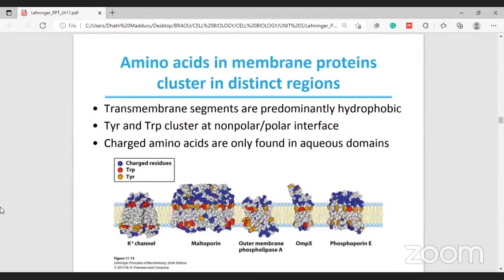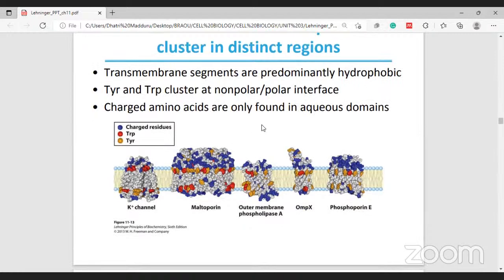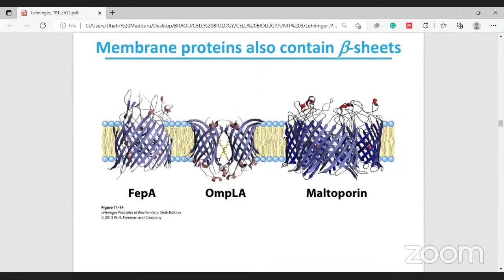Okay, so here the transmembrane segments have hydrophobic amino acids, especially like tryptophan and tyrosine. Okay, and charged amino acids are found only in the aqueous domain. So these are some of the examples: maltodextrin or OMPLA, FEP-A. So these are the integral proteins. They contain beta sheets rather than alpha helices.